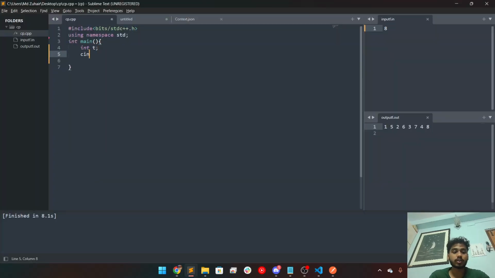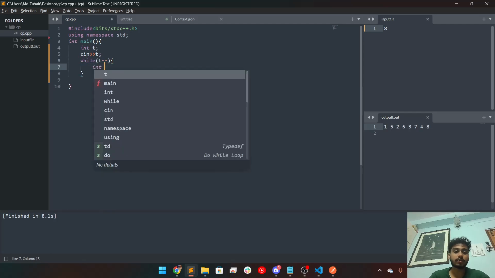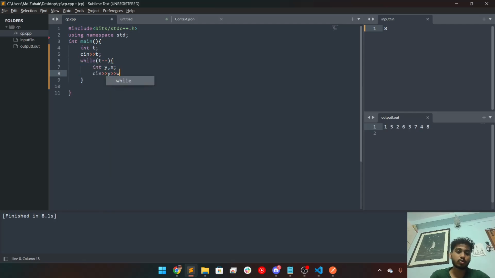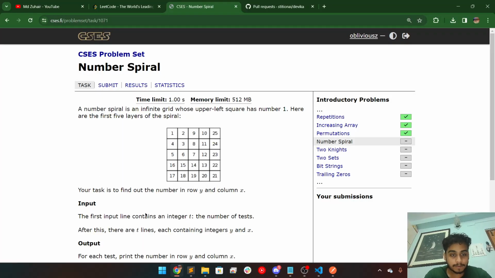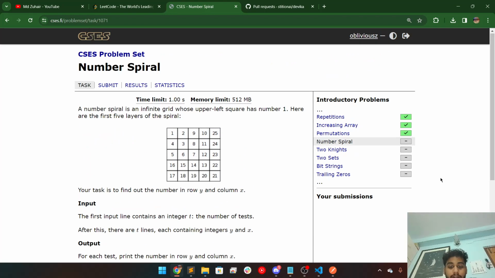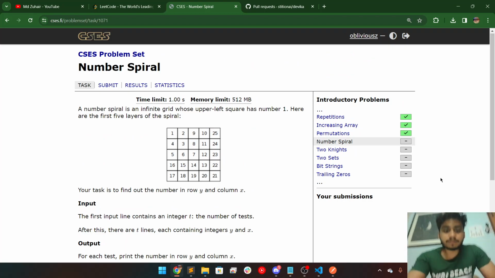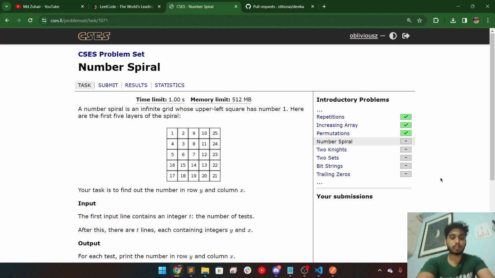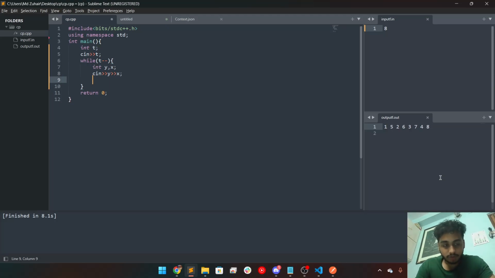Okay. int t c, int t, y, t minus minus, we will have test cases, and now we have the row and column, and let's write the return 0 also here. That goes without saying. Again, unresponsive is my bad, sorry. So yeah, now let's say, how do we find out?